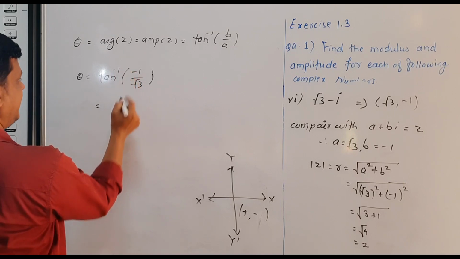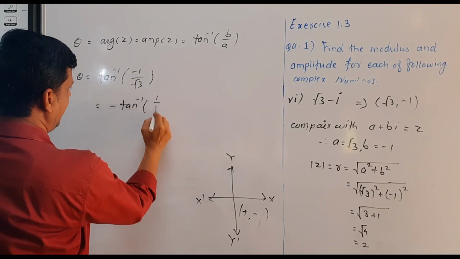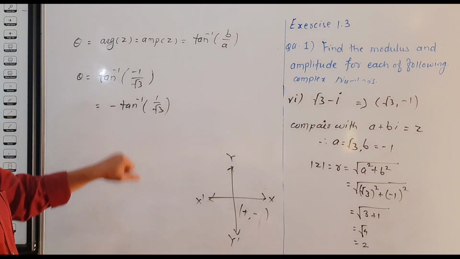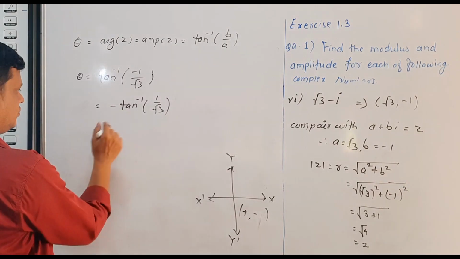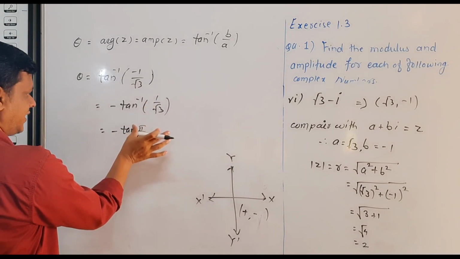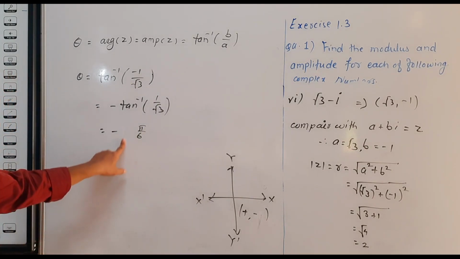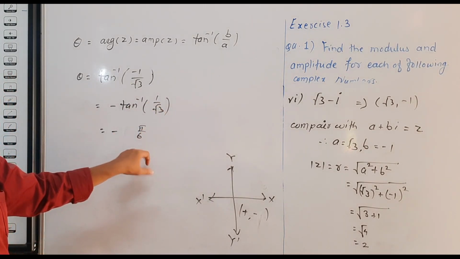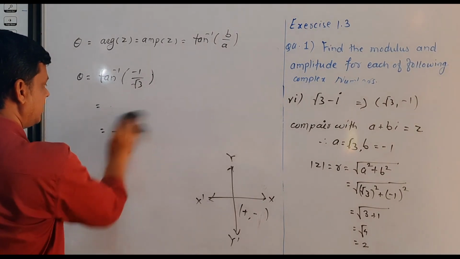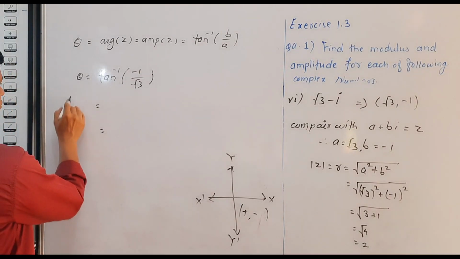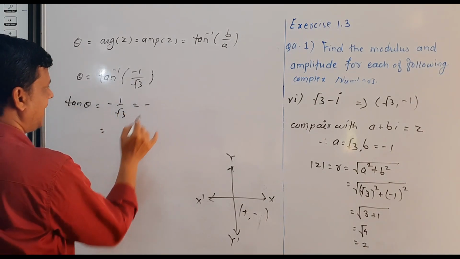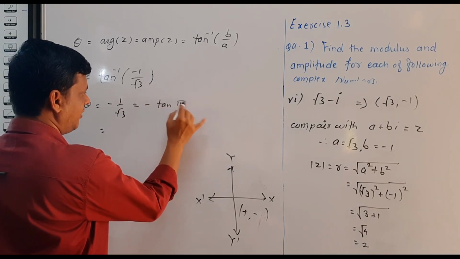So we write this as minus tan inverse of 1 by root 3. So we must know for which angle tan inverse is 1 by root 3. So for pi by 6, we write tan pi by 6 is 1 by root 3. So you can write tan inverse of 1 by root 3 as pi by 6. Or you can also use this concept. First we transfer this tan inverse to the left hand side. So write tan theta is equal to minus 1 by root 3. So we write minus, this 1 by root 3 is the value of tan pi by 6.